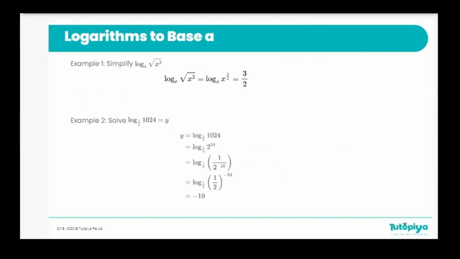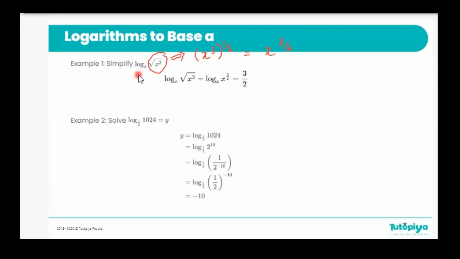Let's look at some examples of simplification using our logarithm rules. In the first question, it says simplify log square root of x cubed to the base x. The first thing we're going to do here is, because we know the square root is also raising something to the power of half, I can convert this into exponent form. So this is saying x cubed multiplied by the power of half, and I can say this should be x to the power 3 over 2.